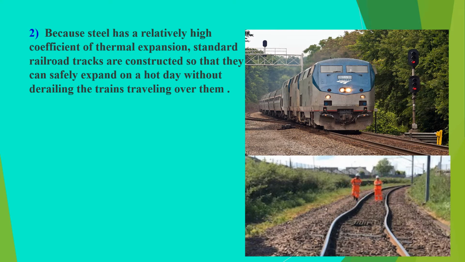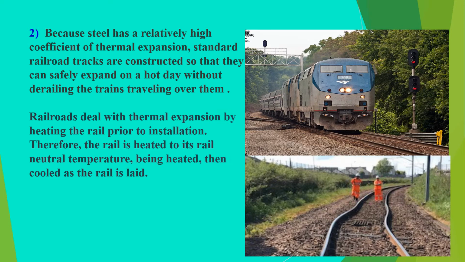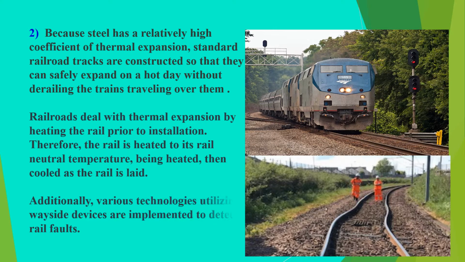2. Because steel has a relatively high coefficient of thermal expansion, standard railroad tracks are constructed so that they can safely expand on a hot day without derailing the trains traveling over them. Railroads deal with thermal expansion by heating the rail prior to installation. Therefore, the rail is heated to its rail neutral temperature, being heated, then cooled as the rail is laid. Additionally, various technologies utilizing wayside devices are implemented to detect rail faults.